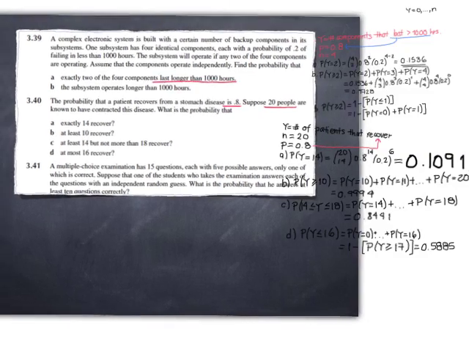Finally, let's see the last example here. It says that you have a multiple choice examination with 15 questions, each with 5 possible answers, and only one of which is correct. Suppose that one of the students who takes the examination answers each of the questions with an independent random guess. What is the probability that he answers at least 10 questions correctly?